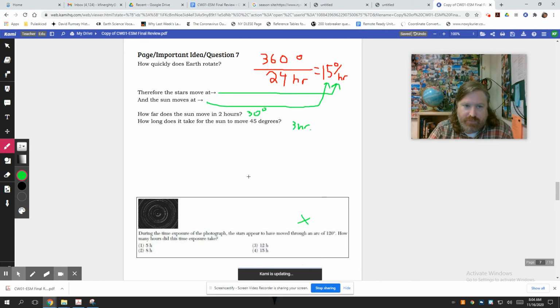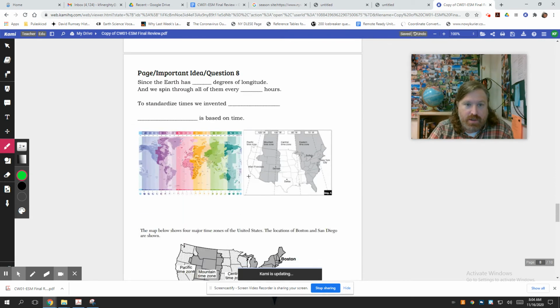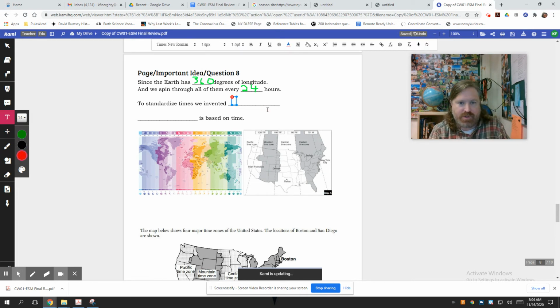And this is an example of figuring that out. You guys got it. Important idea number 8. Since the Earth has 360 degrees of longitude, and we spin through them all every 24 hours, once we could travel fast enough, we needed standardized time. So we invented time zones.